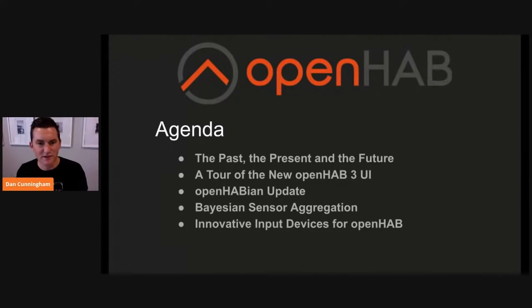So we have 5 great presentations. Our presenters are Kai, who's going to be doing an overview of openHAB, Yannick, who's going to be giving us a tour of the openHAB 3 new UI, and then Marcus is going to be giving us an update on openHABian, our openHAB Raspberry Pi distribution. Christoph is going to be doing a presentation on Bayesian sensor aggregation, and finally Patrick will be doing one on innovative input devices for openHAB.